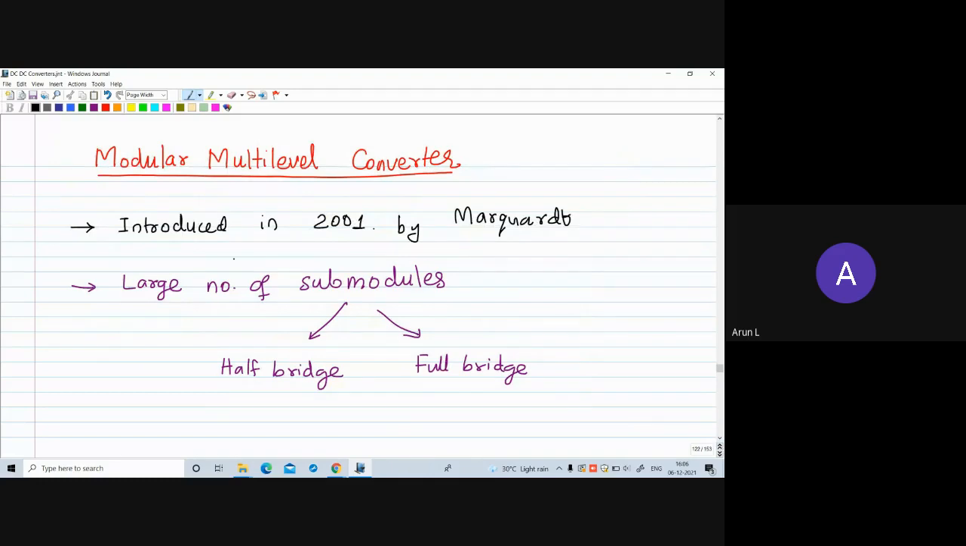Now coming to modular multi-level converters, this is more popular nowadays. But actually it was proposed in 2001. But at that time, the control circuits were not that developed. Controllers were not developed to control this large number of switches at a time. But now it is gaining importance. There will be a large number of submodules, and these submodules will be either half bridge or full bridge in a modular multi-level converter.